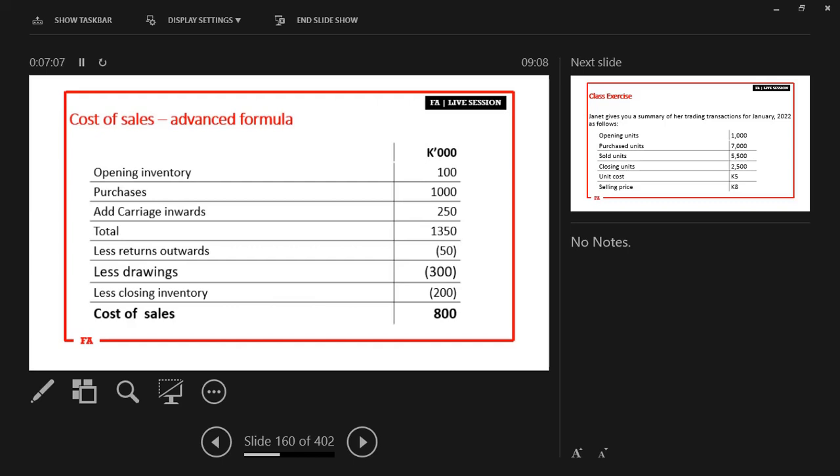To the next one, not the next slide, but the next line. Returns outwards. We started discussing this in double entry. Do you remember? What is returns outwards? Who can try? Mr. Elijah, returns outwards, what does it mean?